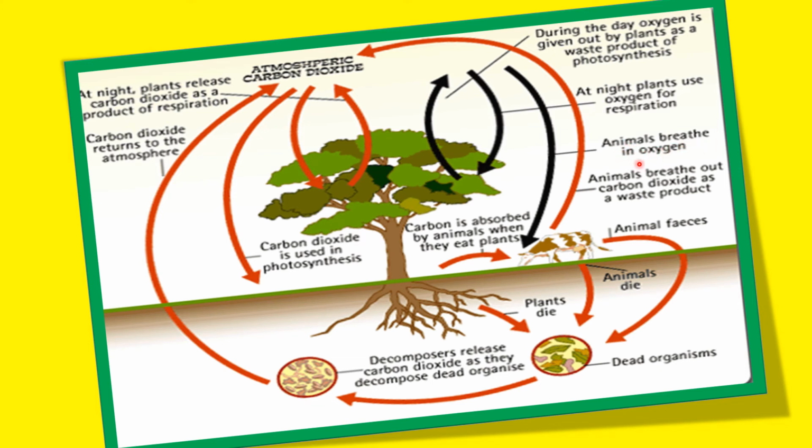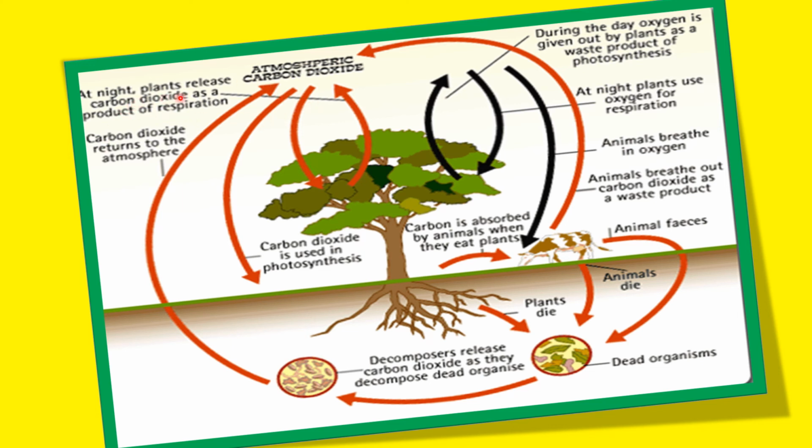Next, animals breathe in oxygen. So this arrow. Next one, animals breathe out carbon dioxide as a waste product. This arrow. Animal feces. This thing. Animals die, plants die, and carbon is absorbed by animals when they eat plants. And so this is dead organisms. Next arrow is coming. Decomposers release carbon dioxide as they decompose dead organisms. So this arrow. Then it is going to atmospheric carbon dioxide.